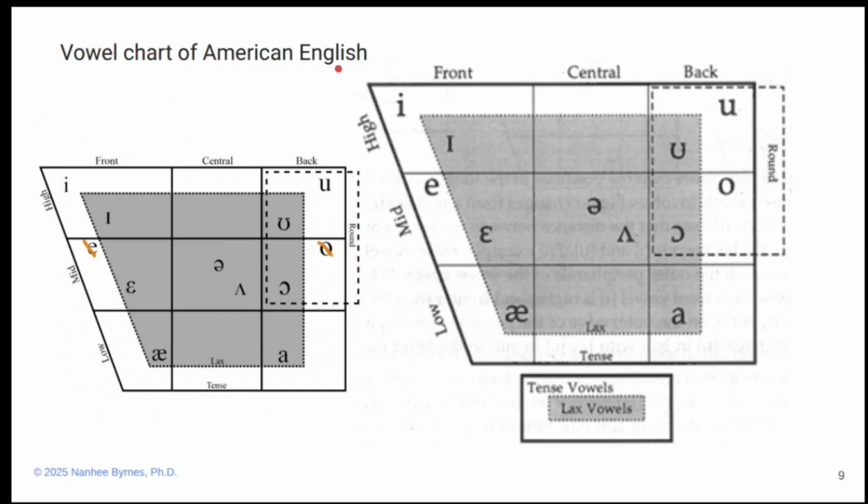So, what is the main difference between American and British English? It has to do with the vowel sounds. So let's begin by comparing the vowel charts of the two accents.